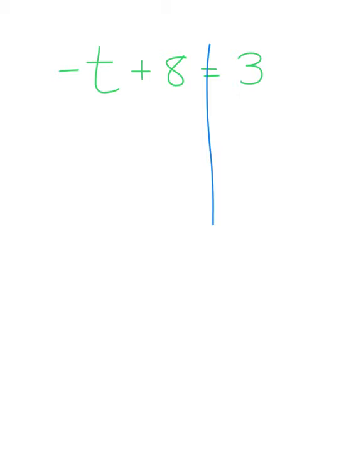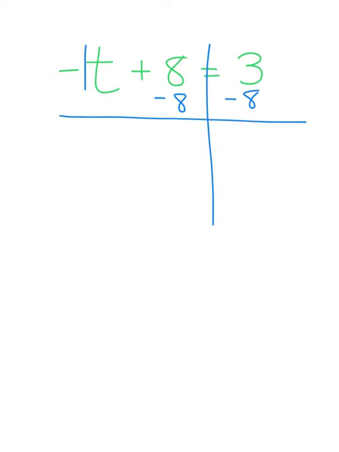We need to start moving. I have a quick question. What number goes in front of a letter if it is not written? That would be the number 1. I would put a number 1 right in front of t. That means negative 1t. And remember, we want t all by itself. So as we start to move here, the opposite of a positive 8 would be a takeaway 8 or a negative 8.